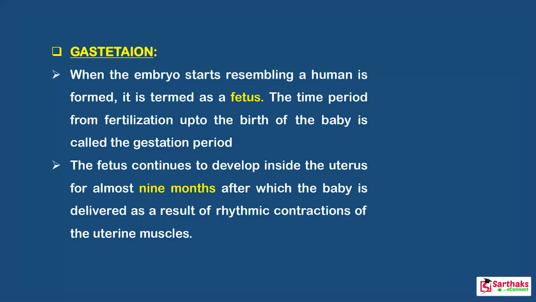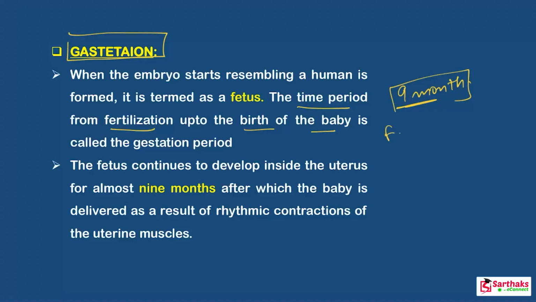Now let's see the topic of gestation. What do you mean by the gestation period? Actually, this is the time period from fertilization up to the birth of the baby. The average duration in humans is about 9 months. During the gestation period, the fetus grows to become a baby.